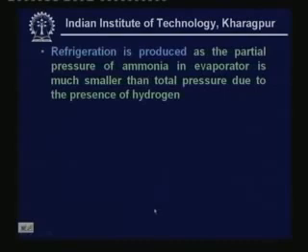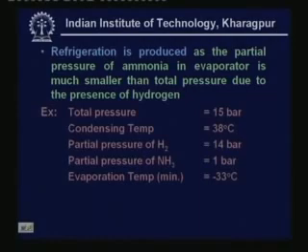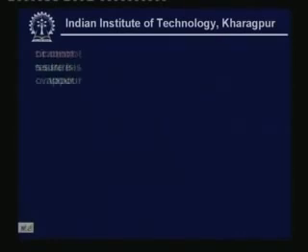So, this is the working principle of this, and refrigeration is produced as the partial pressure of ammonia in the evaporator is much smaller than the total pressure due to the presence of hydrogen, as I have already explained. If I am just giving an example, if the total pressure, as I said, is 15 bar, then it can condense at 38 degrees centigrade, and the partial pressure of hydrogen is 14 bar. So, partial pressure of ammonia is 1 bar in the evaporator. That means it can evaporate at a minimum temperature of minus 33 degrees centigrade.